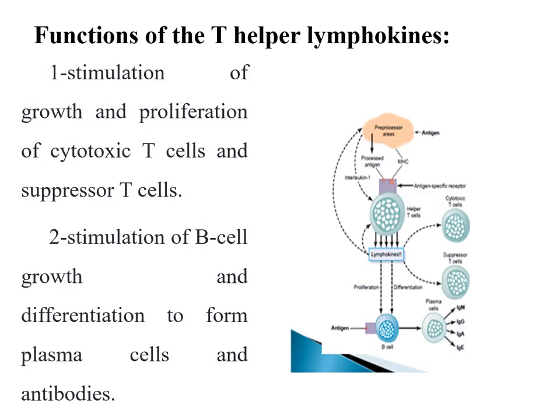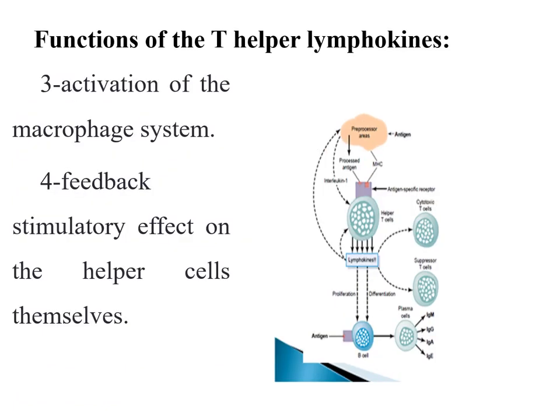In addition to that, these lymphokines lead to stimulation of the B cells growth and differentiation to form plasma cells and antibodies. In addition to that, these lymphokines lead to the activation of the macrophage system and formation of the interleukin 1. And finally, these lymphokines have a stimulatory effect on the helper T cells themselves.